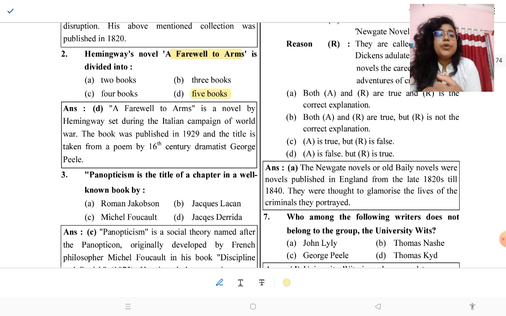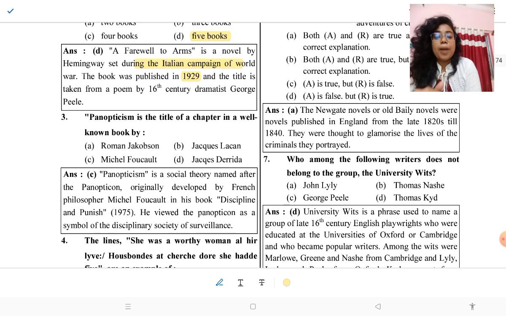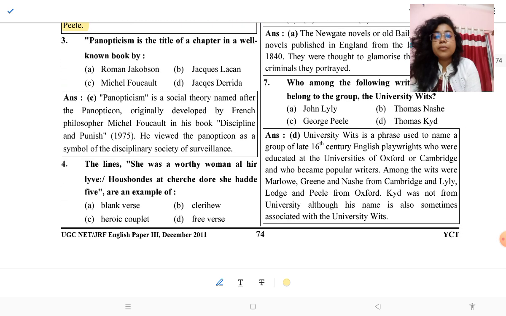A Farewell to Arms is a novel by Hemingway set during the Italian campaign of World War I. The book was published in 1929. The title is taken from a poem by the 16th century dramatist George Peele. Okay, so let's see the next question.